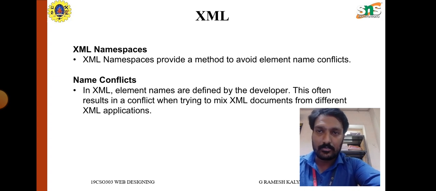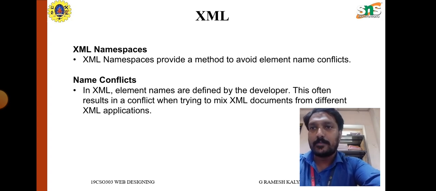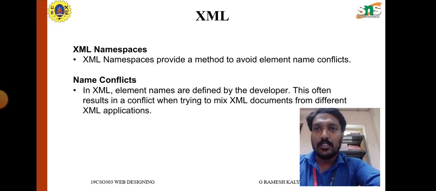So we'll be seeing about the namespaces and what the differences in namespaces are, the conflicts that are faced in XML namespaces, and the methods to overcome these conflicts. Generally XML namespaces provide a method to avoid element name conflicts. The main aim of XML namespaces is to avoid name conflicts.